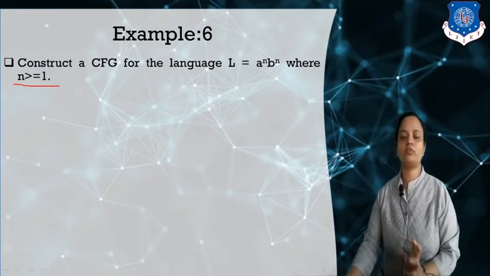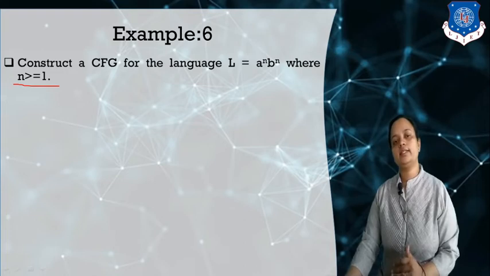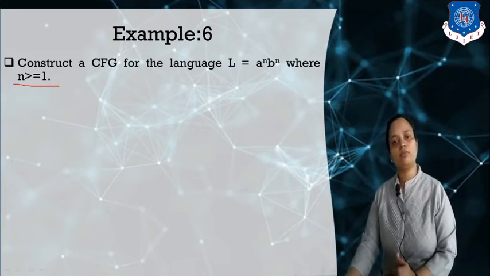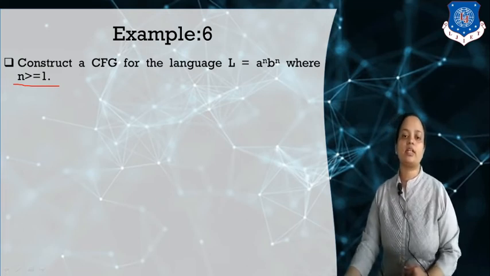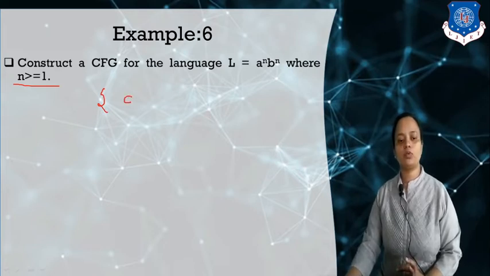First of all you need to understand the language: A raised to n, B raised to n. If you see, both A's and B's powers are the same. It means the number of A's should be equal to the number of B's, and n starts from 1. So what kind of string is generated? Suppose n is 1: AB. When n is 2: double A, double B. When n is 3: triple A, triple B.